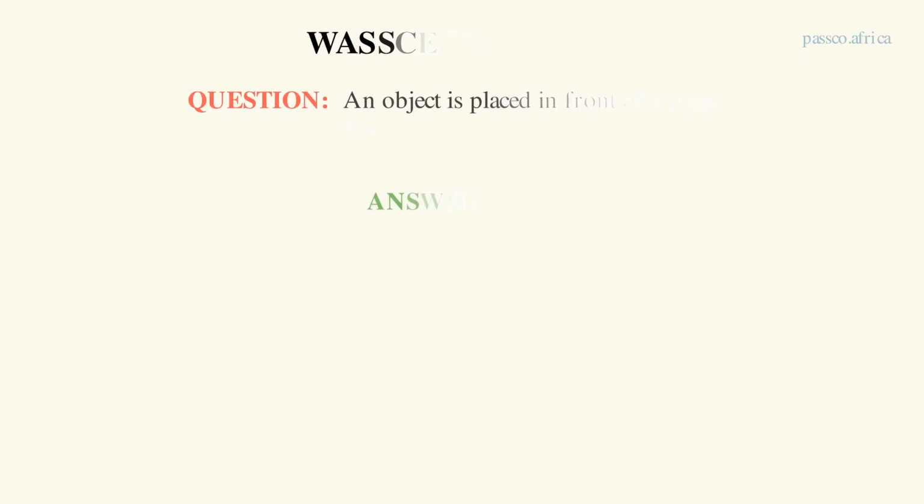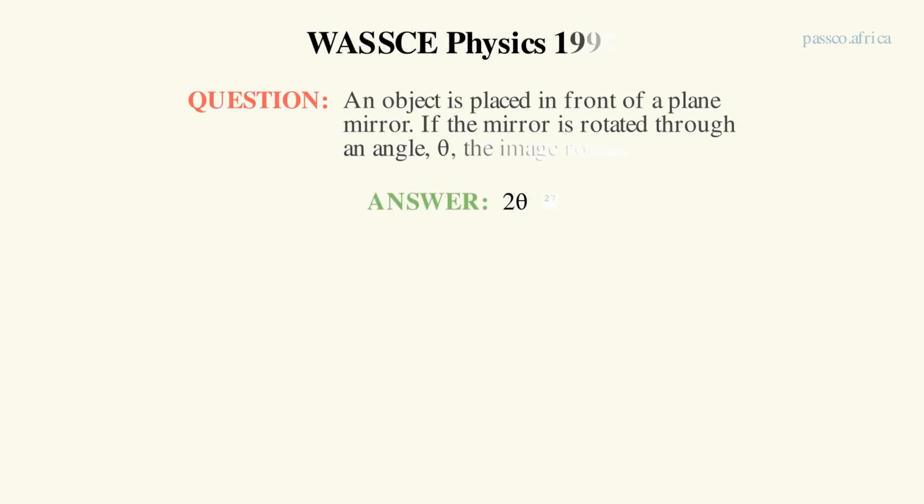Welcome to Passco Africa. Here is the question. An object is placed in front of a plane mirror. If the mirror is rotated through an angle θ, the image rotates. Now, try it yourself.